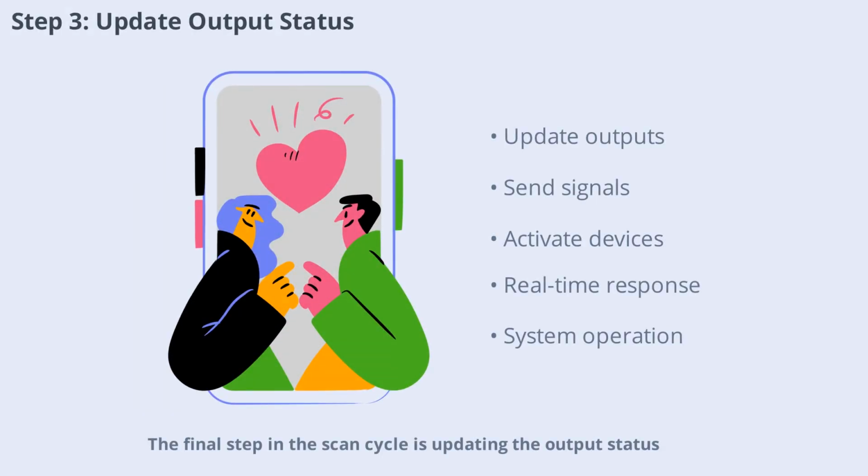The final step in the scan cycle is updating the output status. The PLC uses the input states and program results to determine which outputs should be activated.